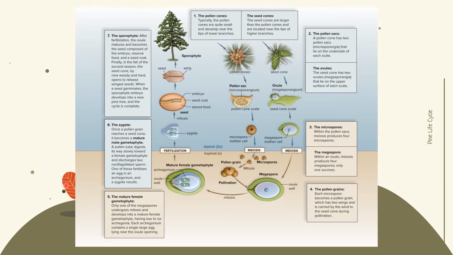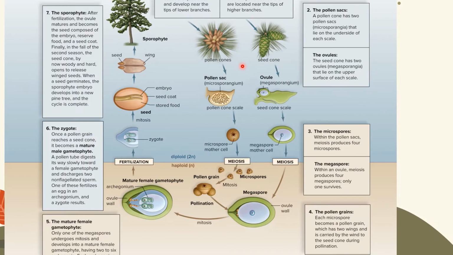Before we start learning about the life cycle of a pine tree, we should know that the reproductive structures of a pine tree are the cones. And since pine trees are monoecious, a single pine tree carries both male and female reproductive structures. As we can see in the diagram, there are two types of cone, which are pollen cone and seed cone. We can think of the pollen cones as the male part of the plant and the seed cone as the female part of the plant. So let's take a look at the male part of the plant first.